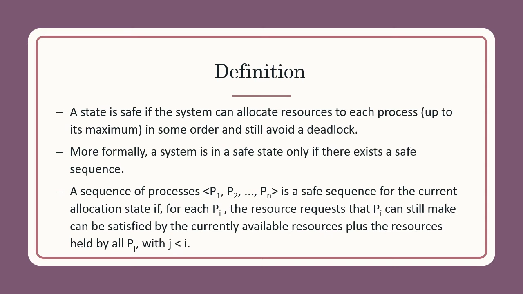A sequence of processes P1, P2, all the way to Pn is a safe sequence for the current allocation state if, for each Pi, the resource requests that Pi can still make can be satisfied by the currently available resources plus the resources held by all Pj with j less than i. In simpler words, the resource requests that Pi can still make can be satisfied by the currently available resources plus the resources held by all processes before Pi.